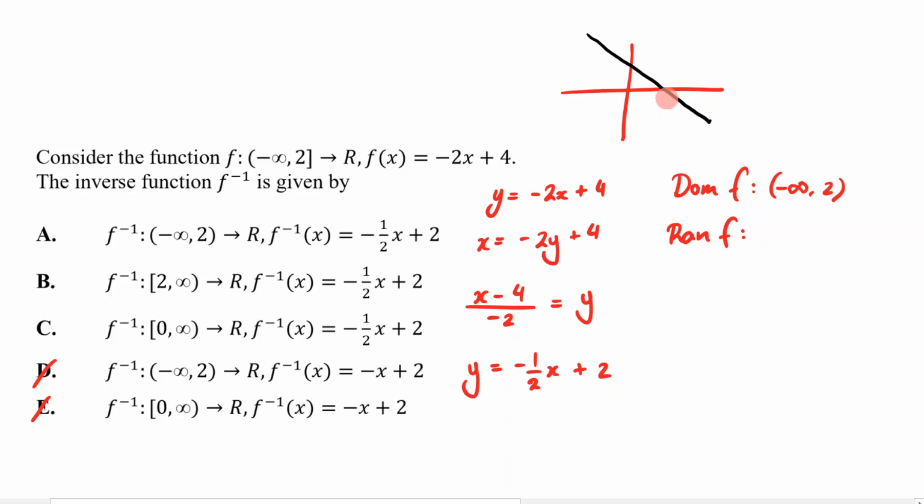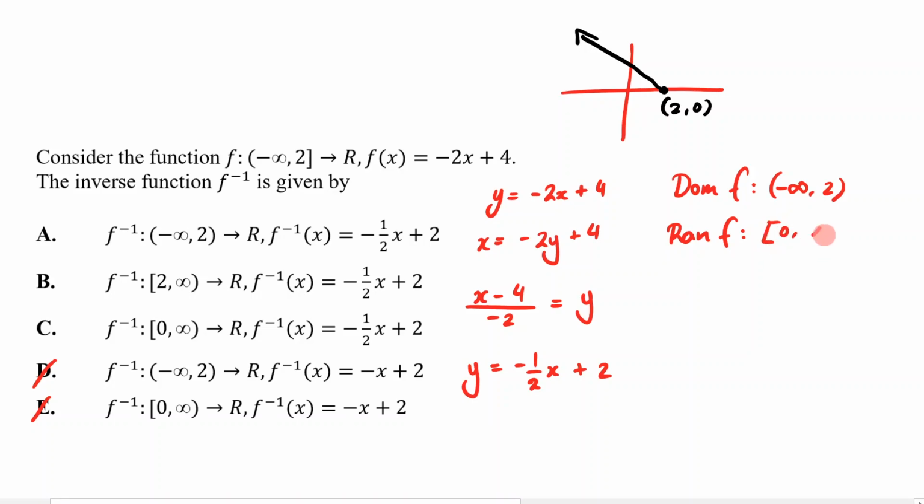To find where it's going to stop, I'm just going to sub 2 into this. Negative 2 times 2 is negative 4. Negative 4 plus 4 is 0. So that means it's going to be here, at 2, 0. So it's going to look something like that. Perfect. Now looking at this, it's quite clear that my range is going to be 0 to infinity, and I'm going to be including 0. So 0 to infinity.